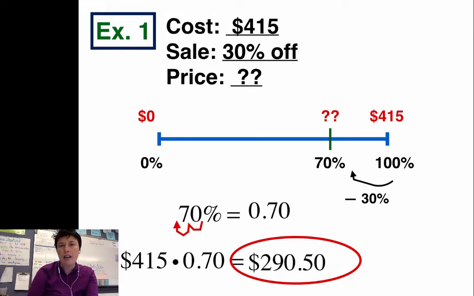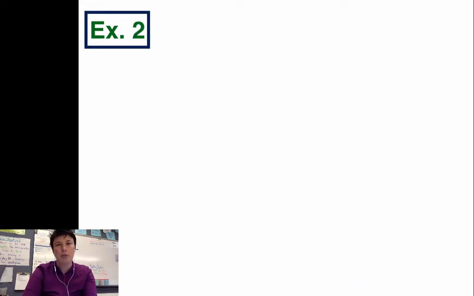So what did I just find out? Well, I just found out that instead of $415, I only have to pay $290.50. That's my price. So that's what's going to replace those question marks on the number line there. Okay, so there we go. We got our first solution. Let's try another problem. Example 2.